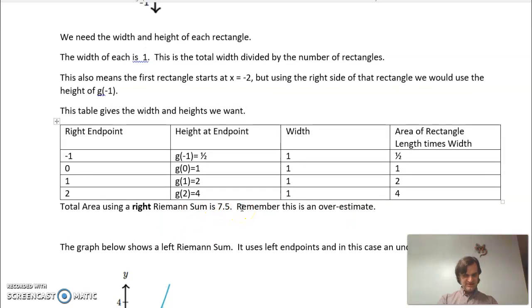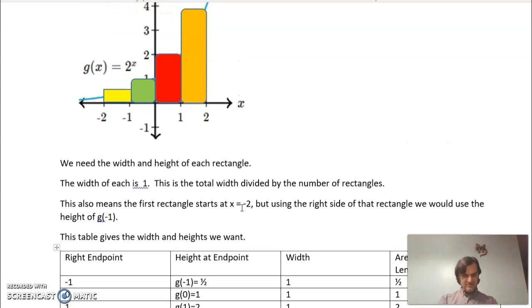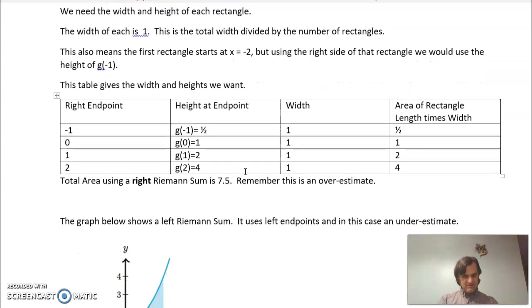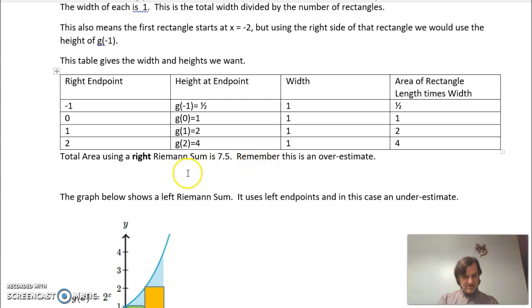So this is the right Riemann sum. If we took the rectangles here that I have and added their areas all together, we would get 7.5. Now obviously some of this comes above that curve. If I drew that curve across here, you would see that I'm going above it. So this is an overestimate. We're kind of just approximating right now. So what we've got here is 7.5 for the right Riemann sum.